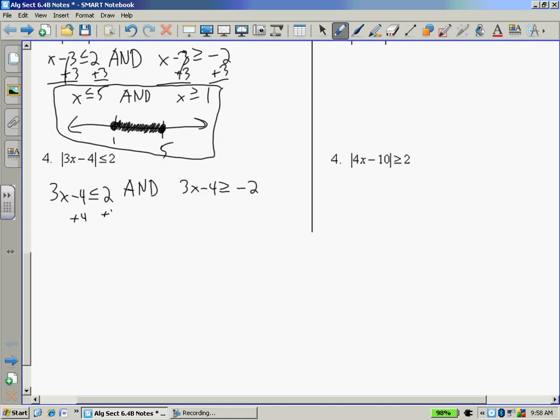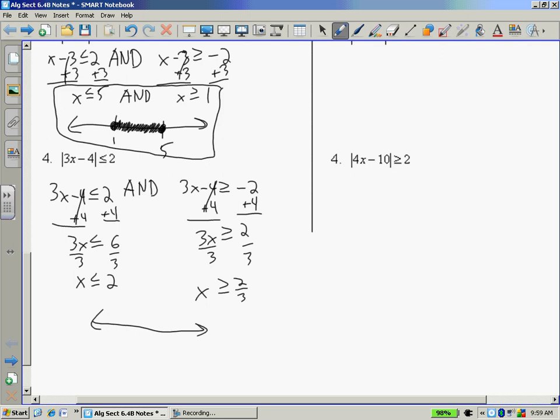So we're going to add 4. 3x is less than or equal to 6. Divide through by 3, x is less than or equal to 2. And we're going to add 4 to both sides. 3x is greater than or equal to positive 2. Divide by 3, and we get x is greater than or equal to 2/3. So now we solved it, we just have to graph it. So we have 2/3, we have positive 2.